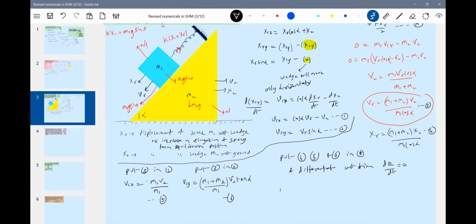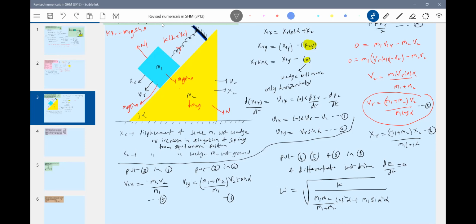Okay, fine. I'll write the omega. K by M1 M2 by M1 plus M2 cos square alpha plus M1 sin square alpha. You should get this much only. Then only, differentiating and equate to 0.